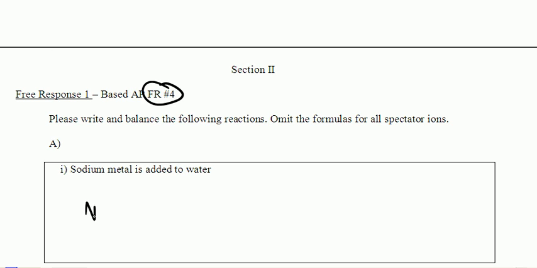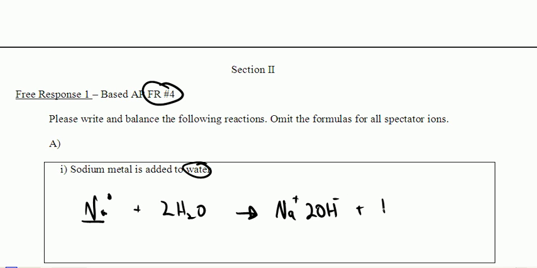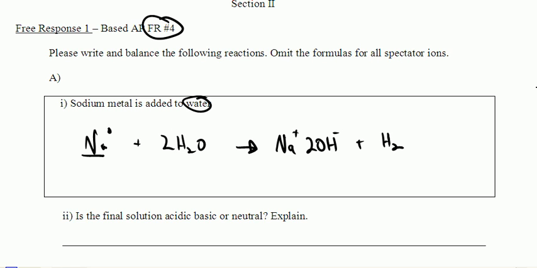For the first one, sodium metal is dropped in water. So get out your flow chart. I wrote my reactants. I do not see ions and I do not see 2 neutral atoms, so I look for my keywords on the back side, that's water. This is an alkali metal dropped in water, and it's actually the exact same thing that's written on your sheet. So I'm going to make this as my product. The question says, is the final solution acidic, basic, or neutral?